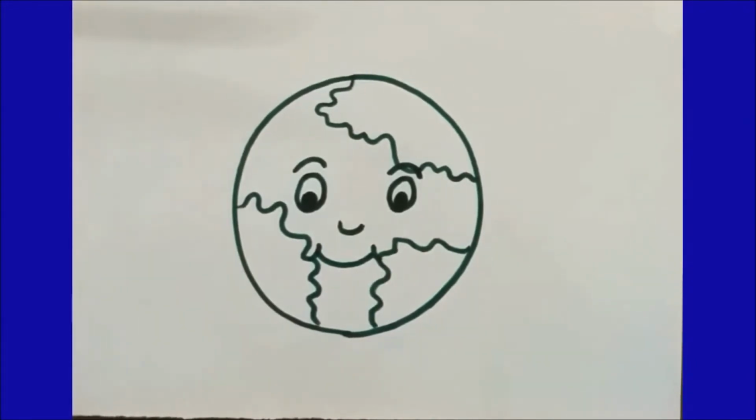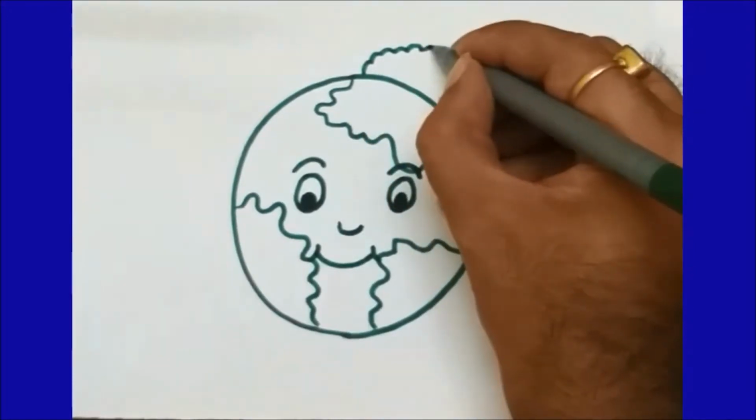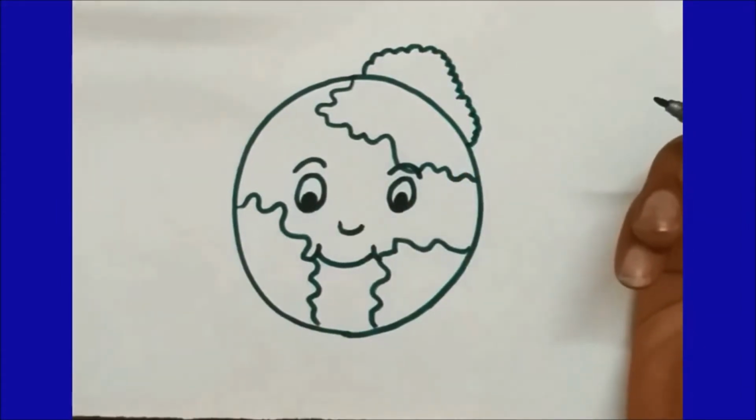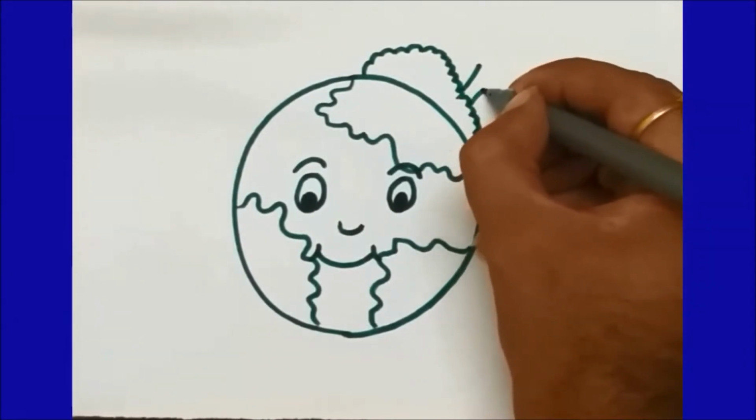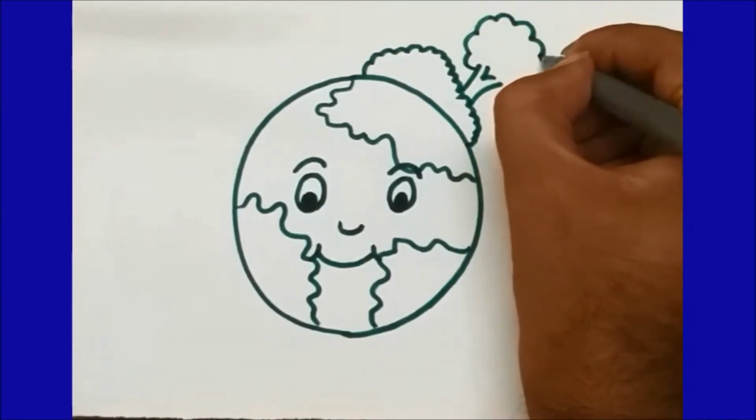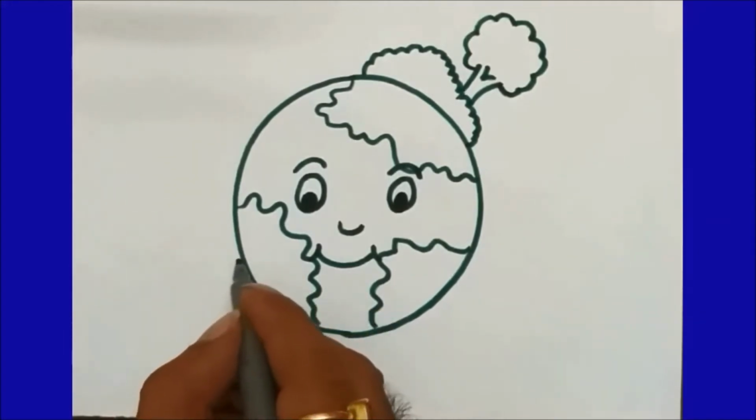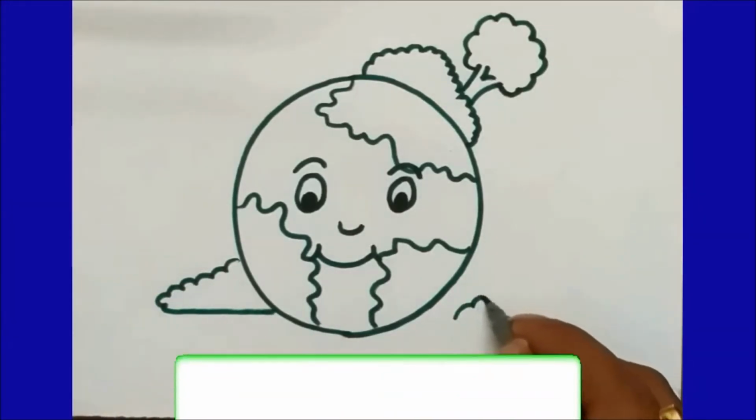Now I want to show a very green world. So I am going to make a few bushes. There are our bushes. Even also I want to make a tree. One tree by a curve line. Here our tree. Here our fresh atmosphere. So a few clouds. Again a few clouds.